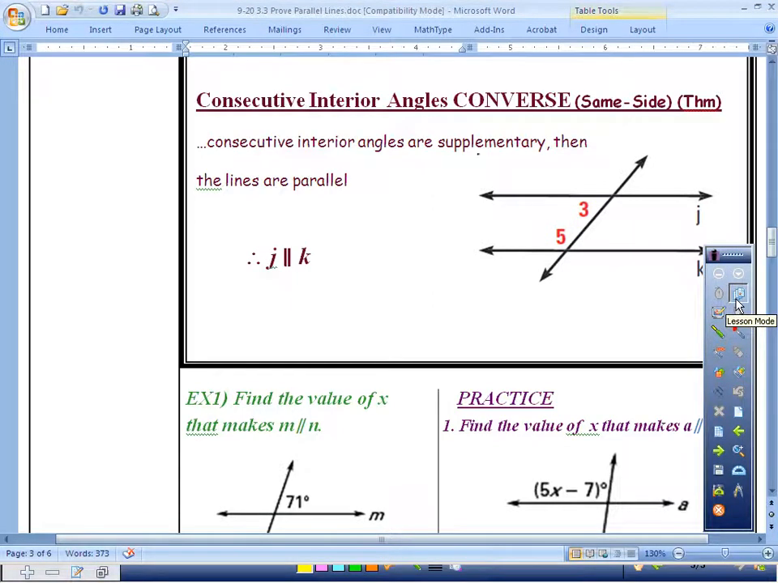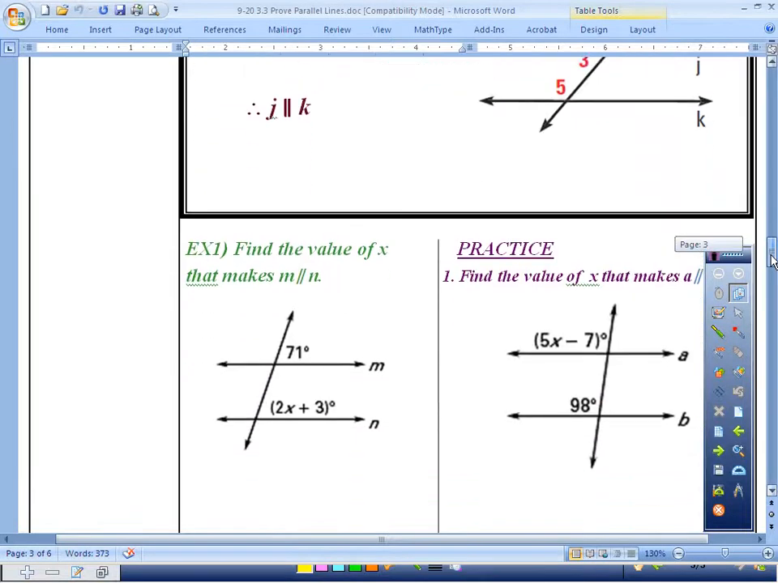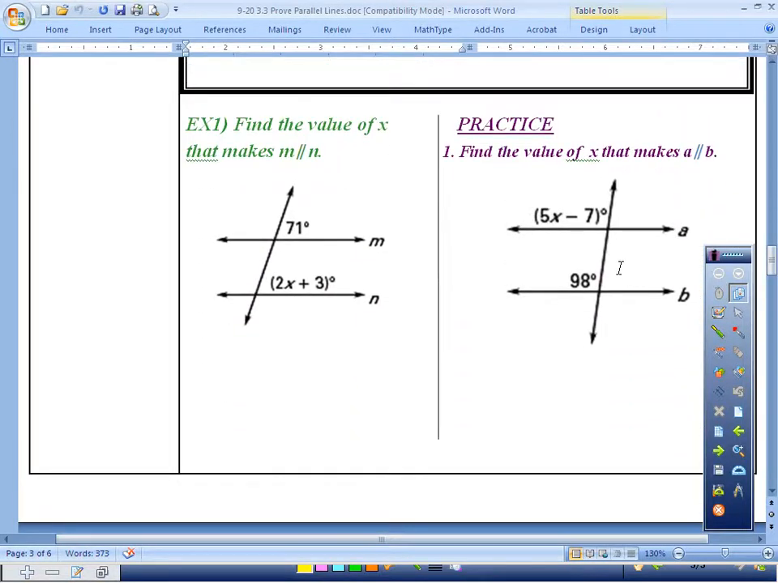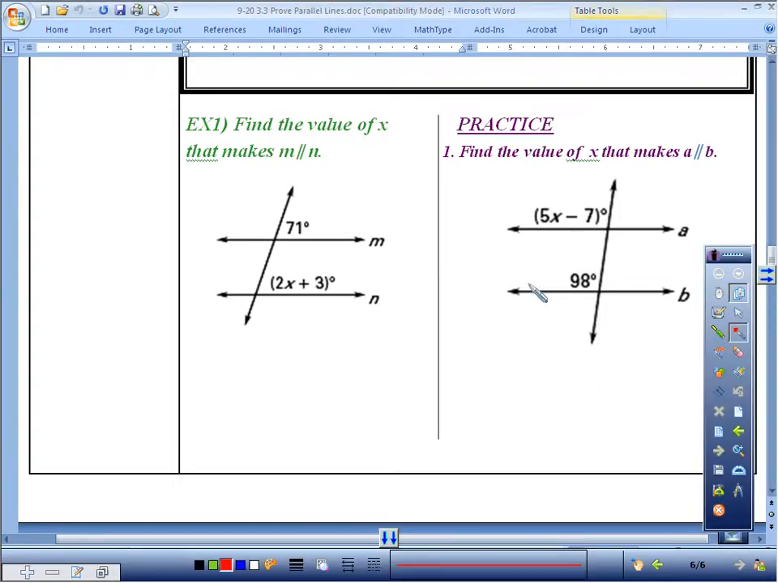And we use these properties to solve very similar to what we talked about yesterday, parallel lines cut by the transversal. Typically, the question is just phrased differently.